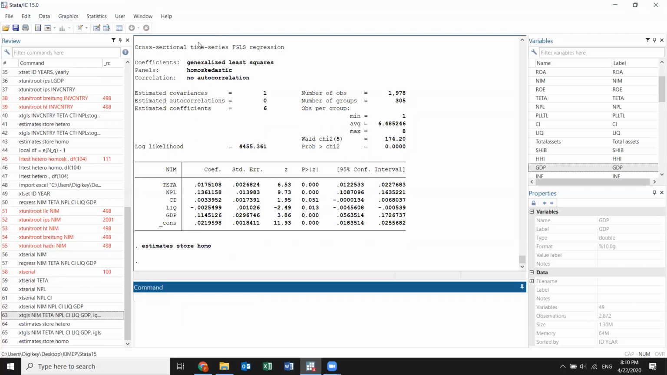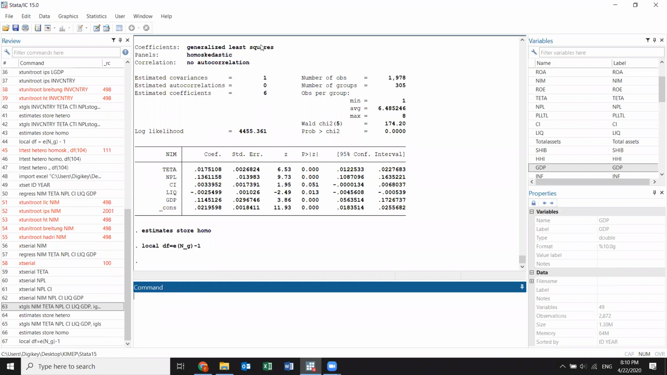Now I need to type another command, which is very important as well. Local df, degrees of freedom, equals the number of observations, slash, from below, g groups, minus 1. This is the command which is given to test whether it's hetero or homoscedasticity. Okay, now we can run the test itself.